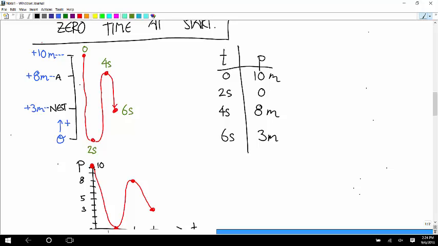So this first path, what's the distance from here to here? 10. The second path, what's the distance from here to here? And then what's the distance from here to here? 5. So we just have 10 plus 8 plus 5, 23.